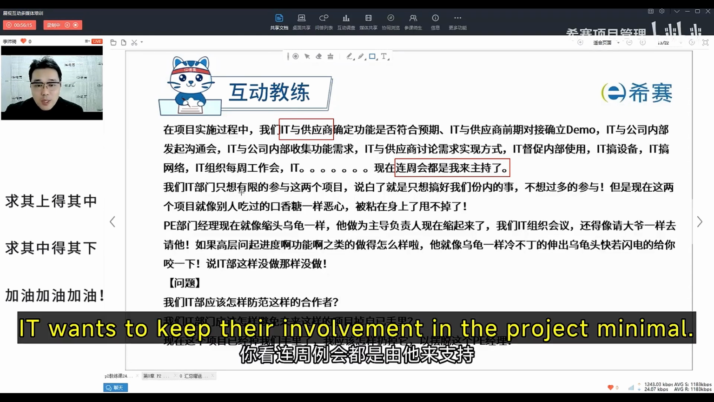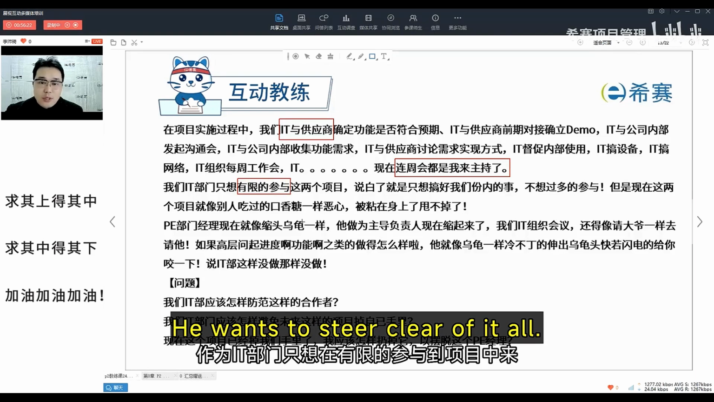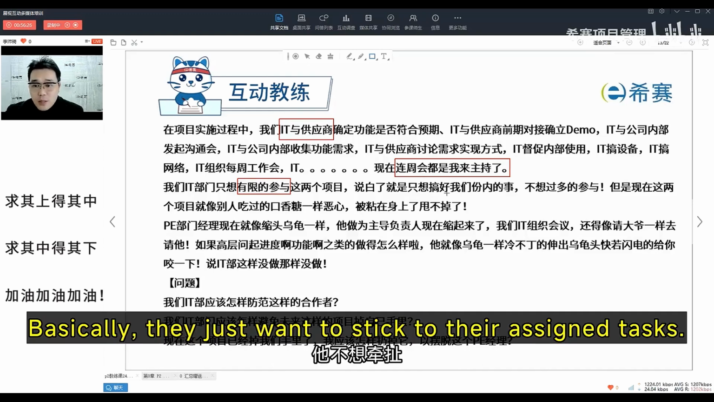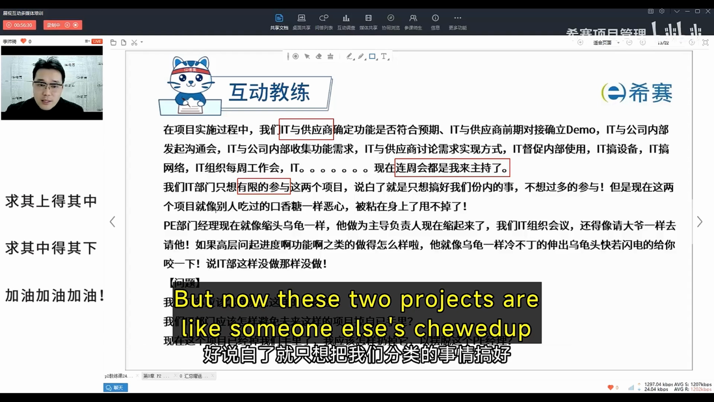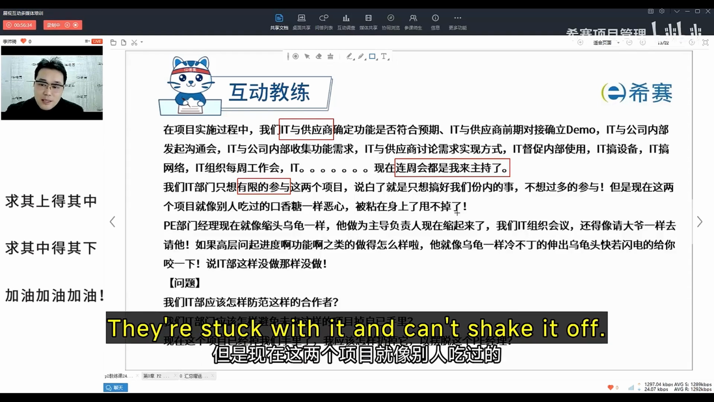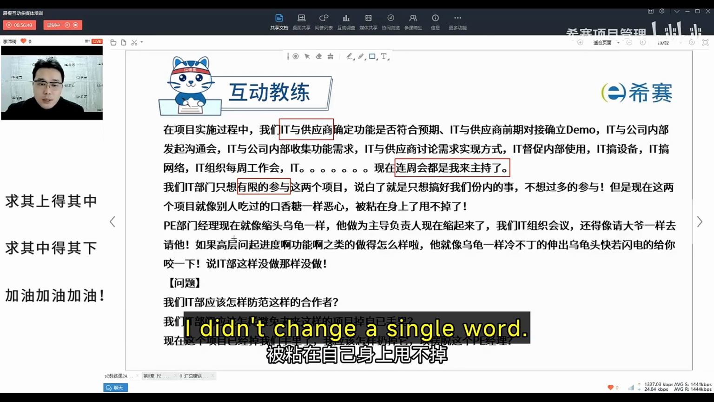IT wants to keep their involvement in the project minimal. They call it limited participation in these two projects. He wants to steer clear of it all. The company never gave them the authority to lead anyway. Basically, they just want to stick to their assigned tasks. They don't want to get too involved. But now these two projects are like someone else's chewed up gum, disgusting and sticky. They're stuck with it and can't shake it off. That's exactly what our student said, word for word. I didn't change a single word.